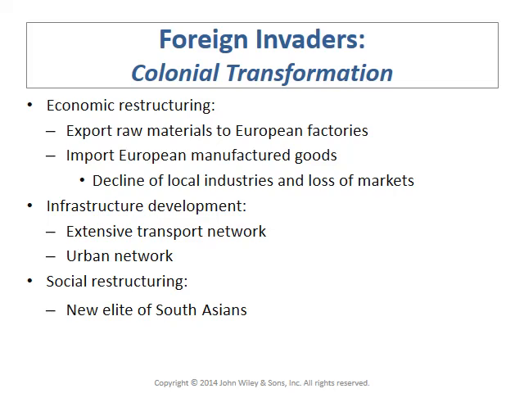Now, one of the upsides of the colonial transformation of South Asia was the extensive transport network. They needed to be able to get all this raw material, all these agricultural goods, to the coast to ship back to Britain and other parts of the world. And so an extensive transport network was set up by the British and the other colonizers, which is still in use today.